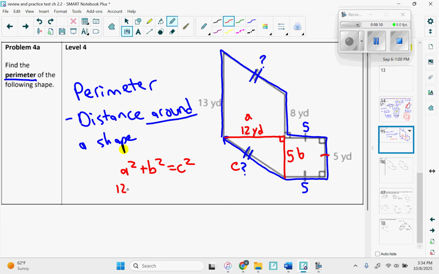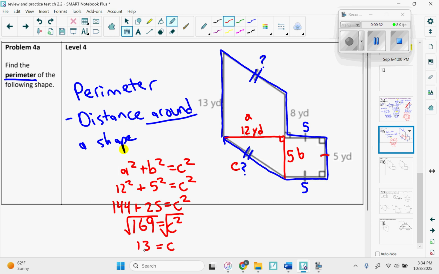So we plug in 12 squared plus 5 squared equals C squared. That's 144 plus 25. 169 equals C squared. And again, last step, square root both sides. And we get C is 13. So I know this is now 13. That means this is also 13.